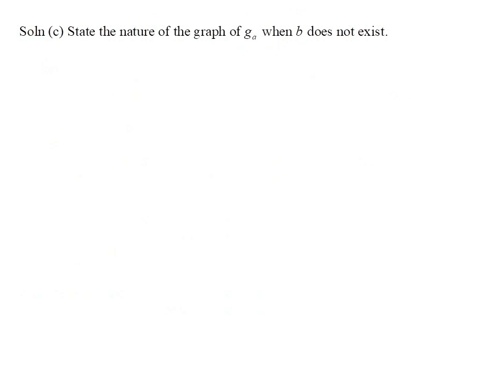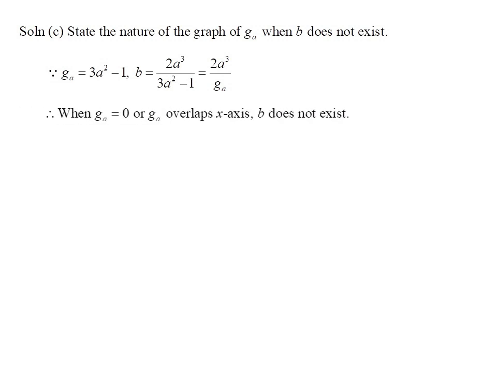Part C is to state the nature of the graph of GA when b does not exist. According to part A, we know GA equals 3a squared minus 1, and b equals 2a cubed over the result of 3a squared minus 1, which equals 2a cubed over GA. So when GA equals 0, or GA overlaps the x-axis, b does not exist.